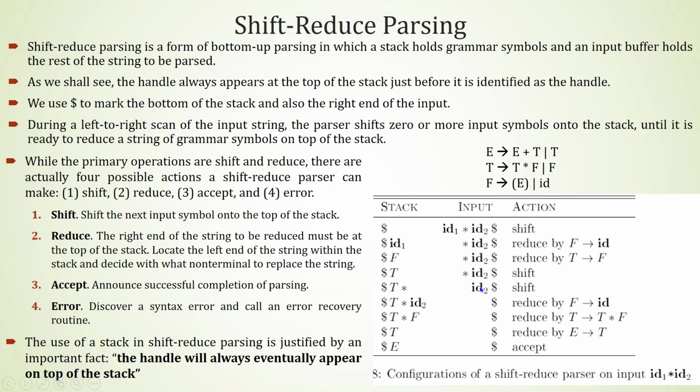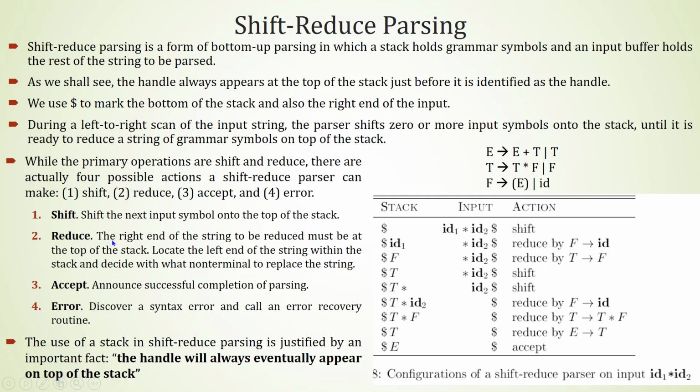The next remaining symbol is id2. So that id2 must be shifted to the stack. So I got T star id2. So you just now read the point: the right end of the string to be reduced must be at the top of the stack. I already told you we are replacing some substring, so the right end of that substring will be at the top of the stack. So this id2 will be some part of that substring. So that id2 will be reduced by applying F gives id, so instead of id2, it is replaced by T star F.